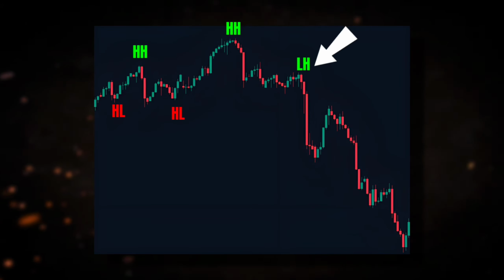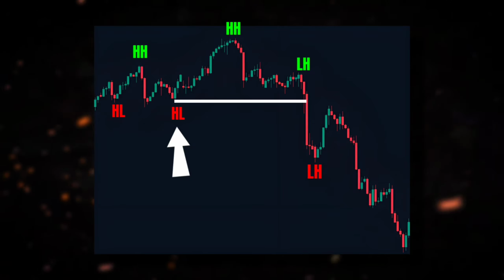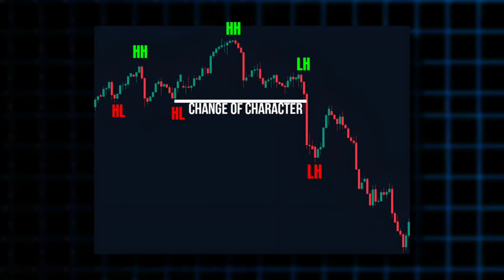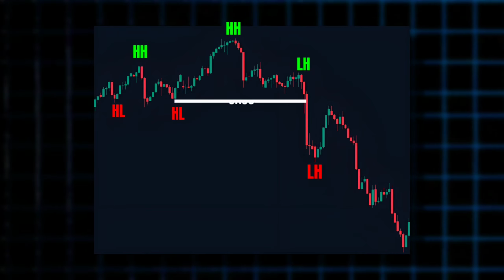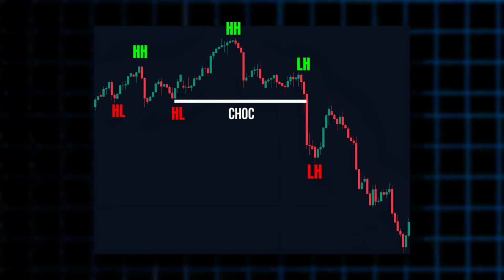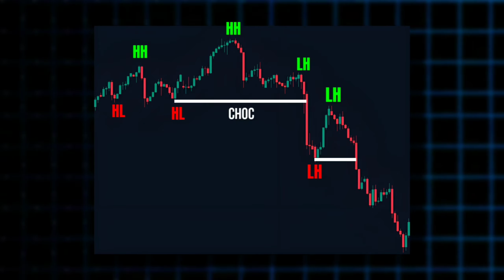If the price forms lower highs and lower lows while breaking the previous bullish higher low, it signals a bearish trend. This sudden shift in trend is known as a change of character, also known as CHOC. If the bearish momentum continues, a break of the recent lower low further confirms the downtrend.